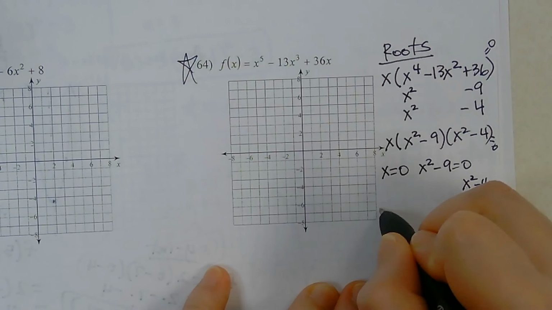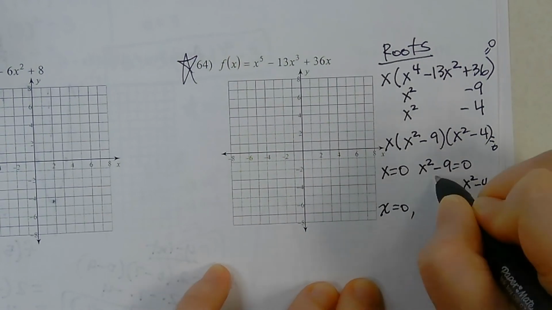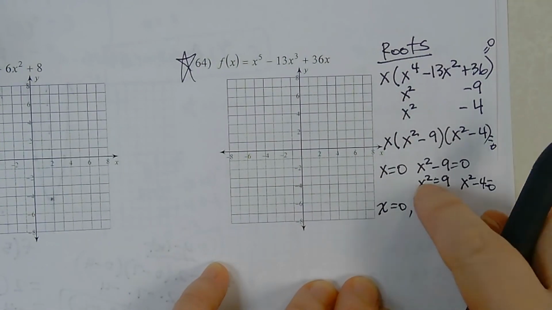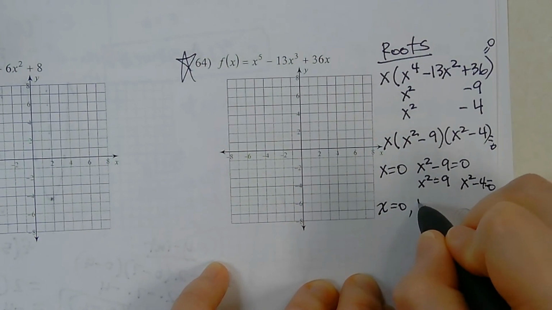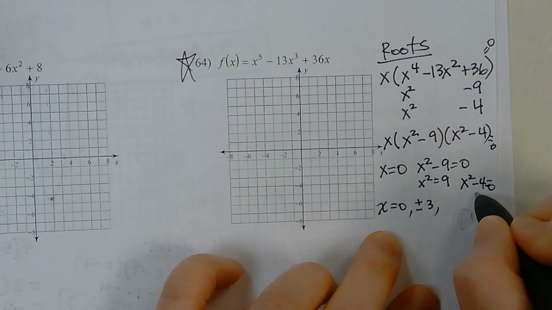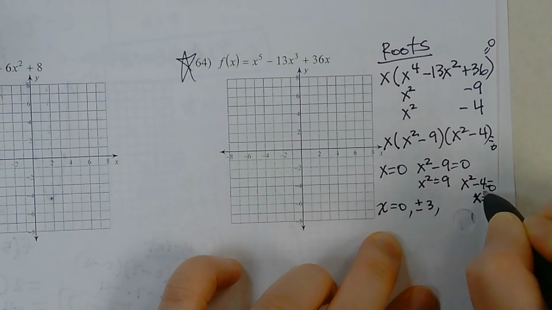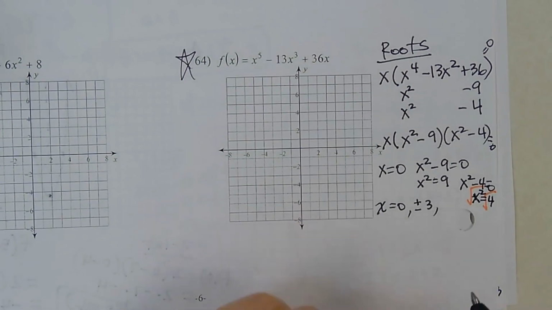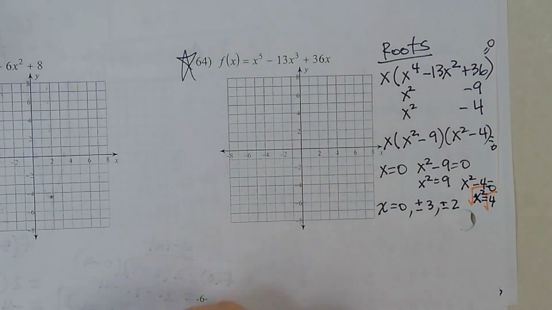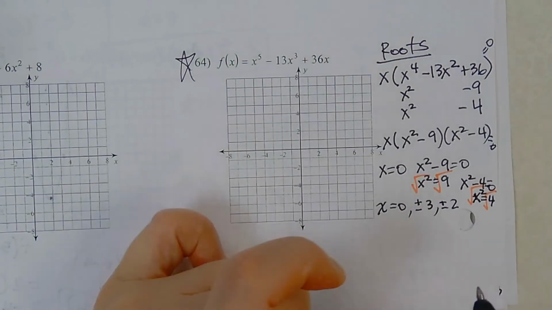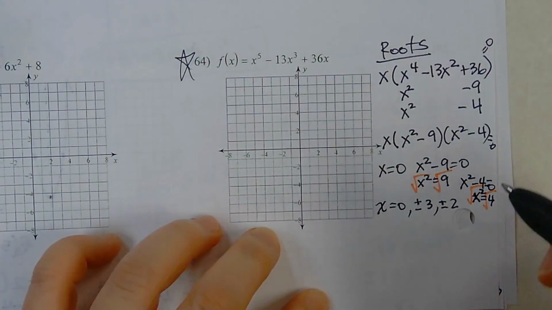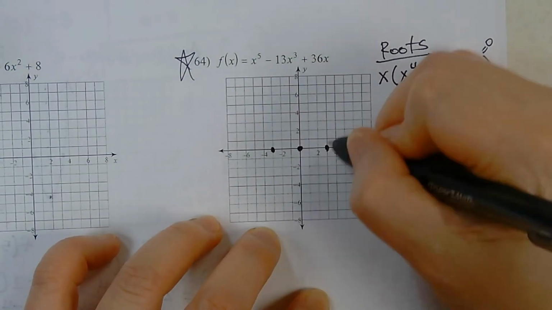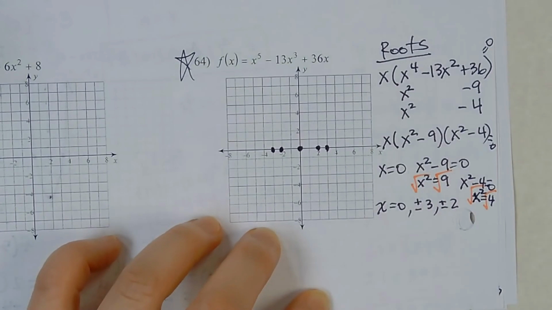So again, we get x is equal to 0. If we add 9 on both sides, we just get x squared is equal to 9. And square root both sides, and we're going to get plus or minus 3. And here we're going to add 4 to both sides, so we get x squared is equal to 4. So again, square root both sides, and what do we get? Plus or minus 2. I'm going to write the square root in there as well. All right, so I have a lot of roots here. So 0, 3, negative 3, and then 2, and negative 2. All right, that's how that's going to look.